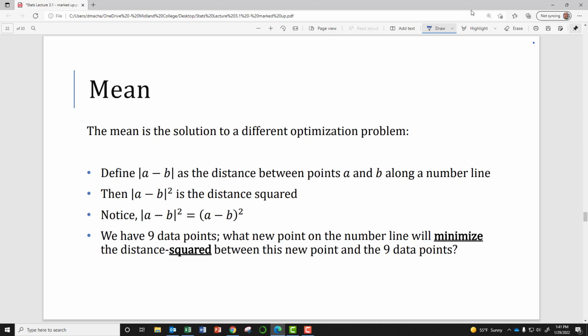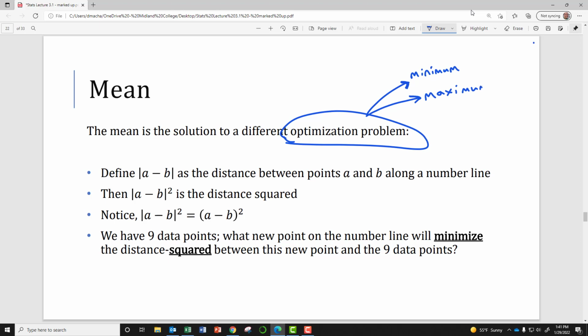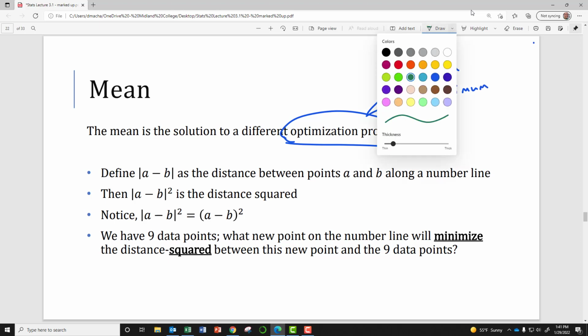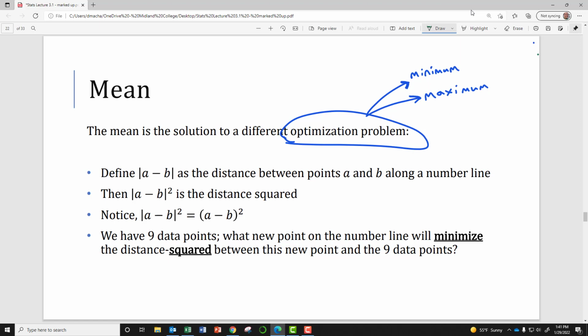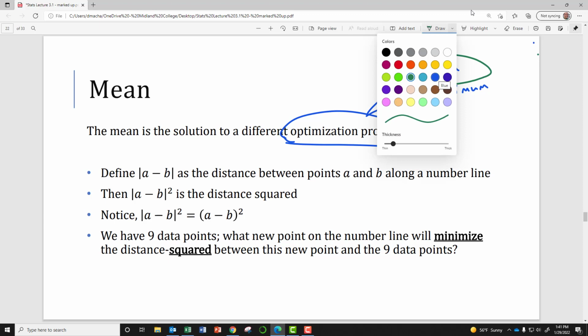So the mean is the solution to a different optimization problem. The optimization problems in math, if we didn't pick up on this already, could either be finding the minimum of something, like with the median, we were trying to find the minimum distance from the median to all of the data points or all of the measurements in our data set. Or optimization problems in math could also be talking about finding a maximum of some function. And in our case, the mean and the median both find the minimum value of some function related to the measurements in our data set.